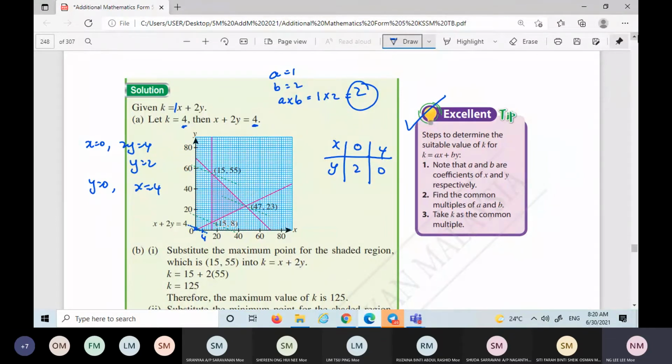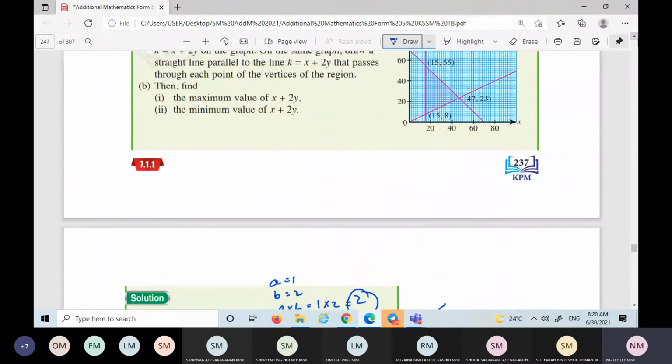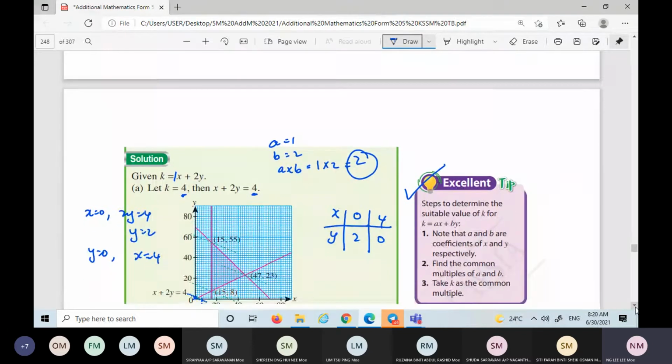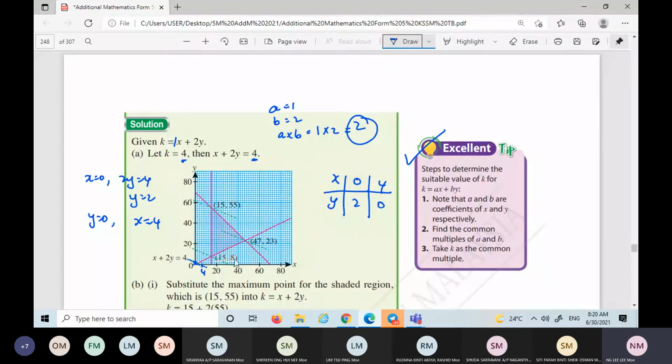Okay, part A, what do they call? Use a suitable value K. By using a suitable value K, draw a line. Okay, drawn already. On the same graph, draw a straight line parallel to this that passes through each point of the vertices. So here, how many vertices? 1, 2, 3. 3 vertices.